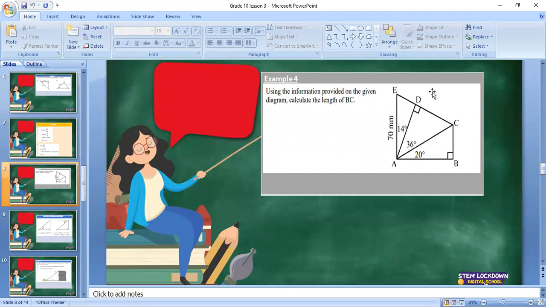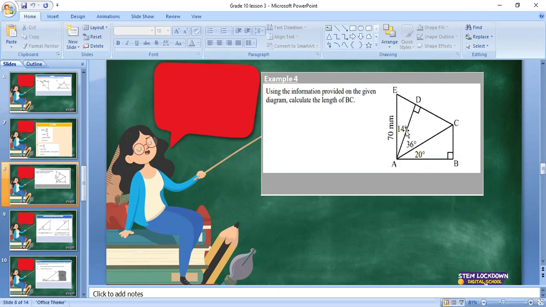So in this triangle EAD, which side can we find now? We need to move from here to here. So you can see that AD connects the two triangles. AD connects the two triangles. So we can find length what? AD. We can use what? 70 millimeters to find length AD.